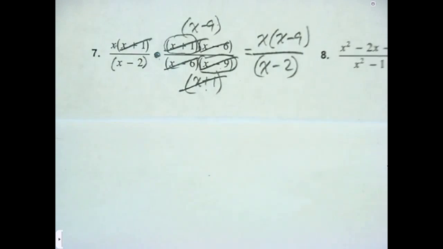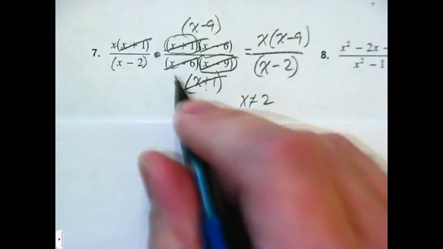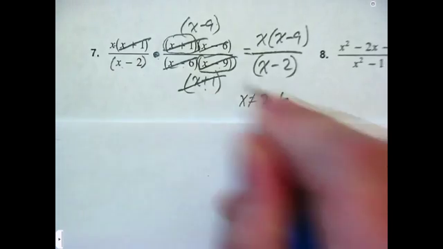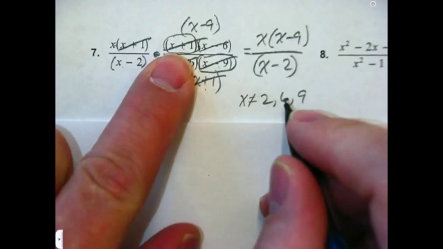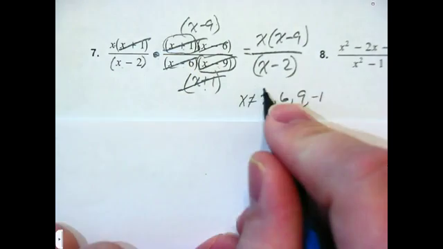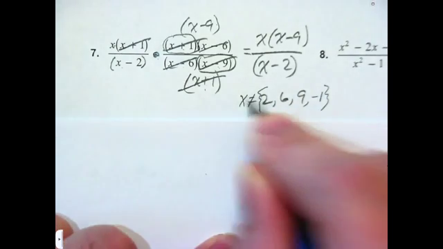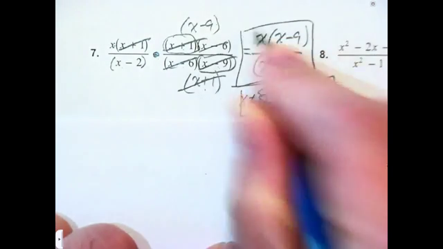Now, I am okay with you leaving it in that format. If you want to write it as x squared minus 9x over x minus 2, you could. Okay, you do need your restrictions. Your restriction is x cannot equal 2, 6, 9, negative 1, and 6, but we've already got 6. And usually you put those in numerical order. I did not there, but that's okay. There we got it.